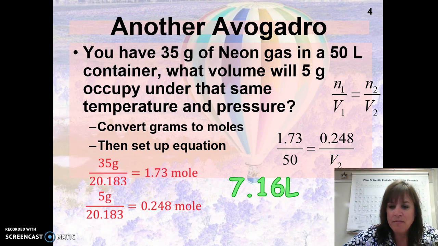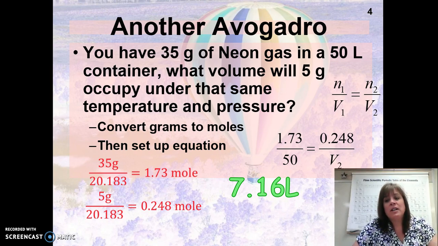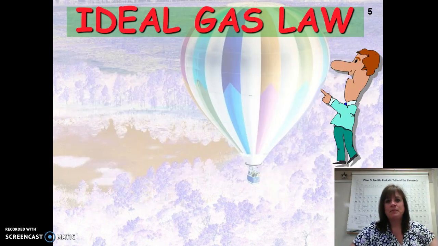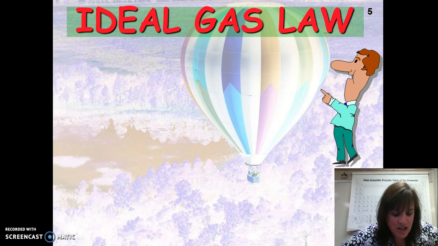All right. That's Avogadro's principle. So sometimes you're going to have moles, and you're good to go. But sometimes you're going to get grams. So you got to remember, you got to divide by the molar mass or atomic mass, periodic table. All right, our last gas law that I want to talk about is called the ideal gas law.